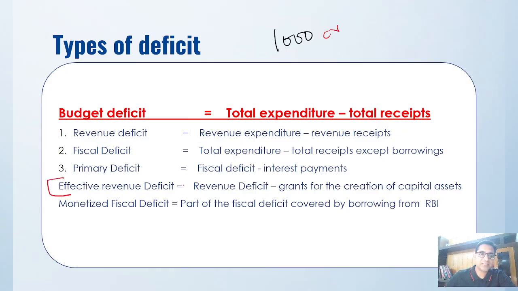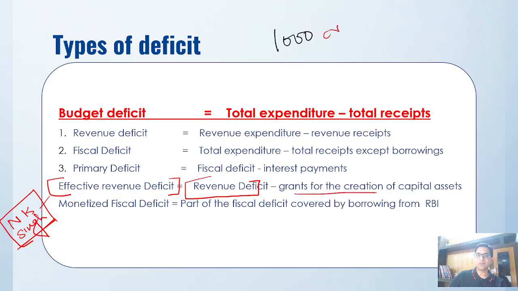Effective revenue deficit came into being during the time of N.K. Singh, the previous Finance Commission chairman. He said that we have to find out the effective revenue deficit. Effective means revenue deficit minus grants for creation of capital assets. That means you have spent some money to create capital assets, so you do not put that money under the deficit, because that has been used to create capital. It is not an expenditure, it is for the creation of capital.